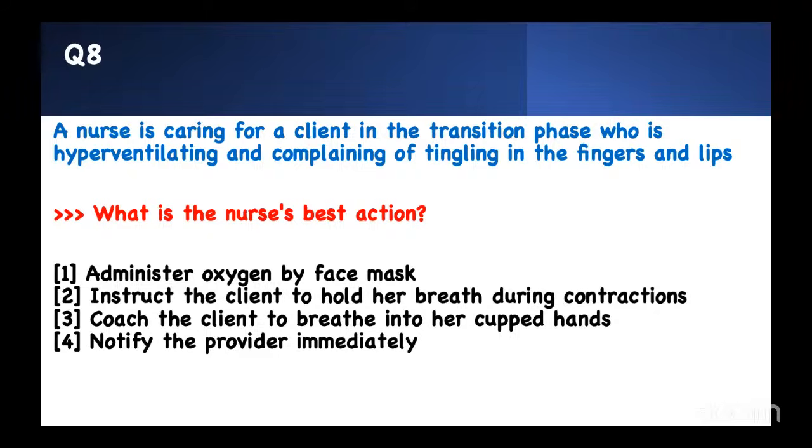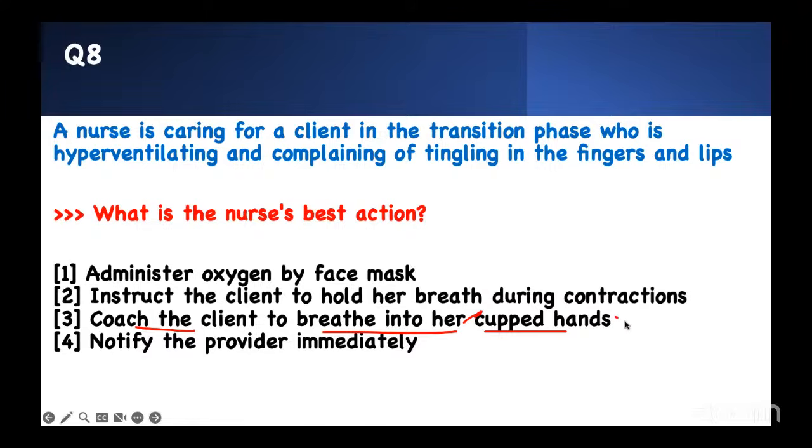You tell her, don't hyperventilate, breathe into what? Into the cup, like you bring it into a bag, and that will help your CO2 retention. So that's what you tell the mommy. Very, very important. It's content related. Therefore, the right answer is what? This one. Coach the client to breathe in the cupped hand.